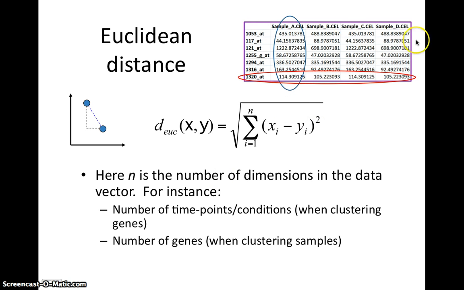Here again we have the data, and this is the formula, which is pretty straightforward, to calculate the distance between two points. And here n is important. n is the number of dimensions in the data vector. For example, if you're clustering the genes, which is the rows, then for each gene n is the number of samples that we have. And if you're clustering the samples, that is this dimension, then n for each sample is the number of genes we have.